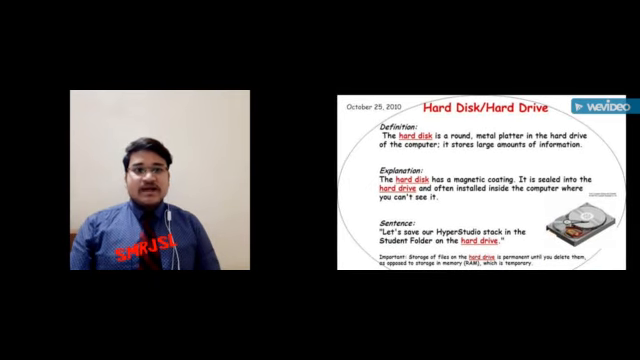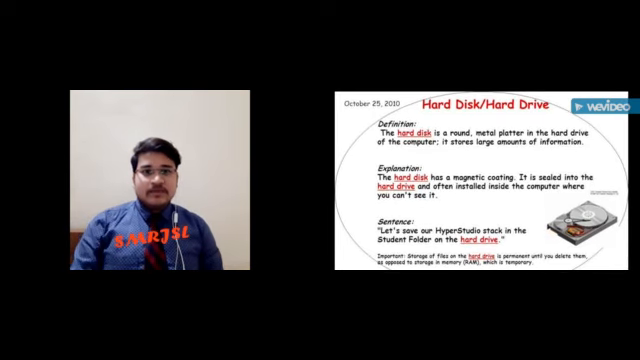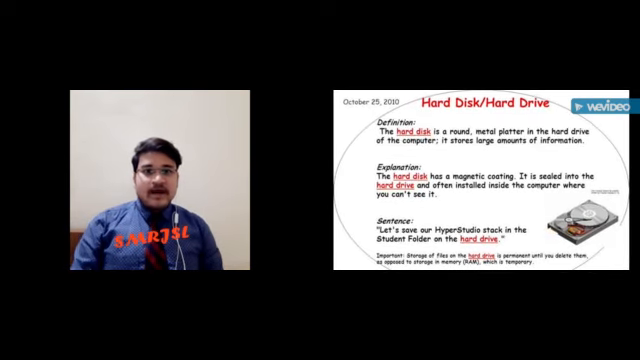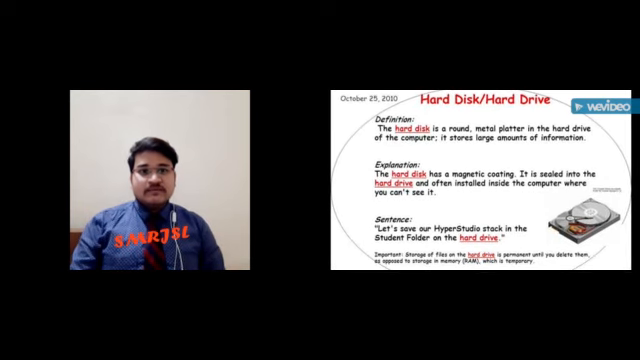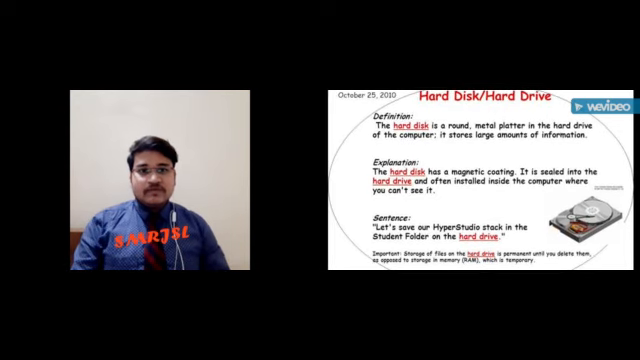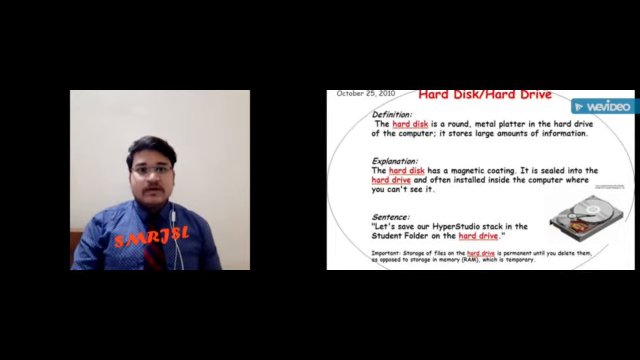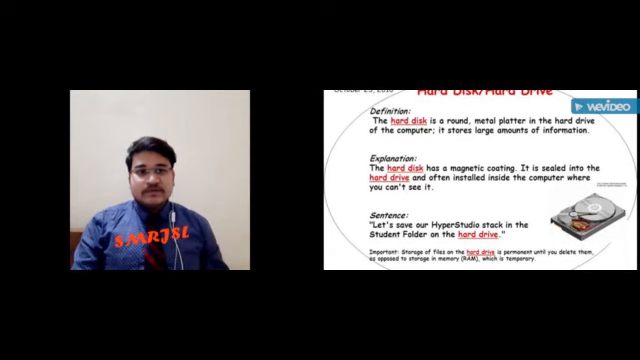Now the next one is application software. Application means the fields where we use the computer. We can use it in banks, railways, schools, research, museums, libraries, offices, hospitals, military and defense. So these are the different fields where we use the computer.